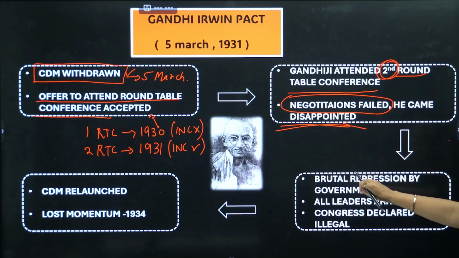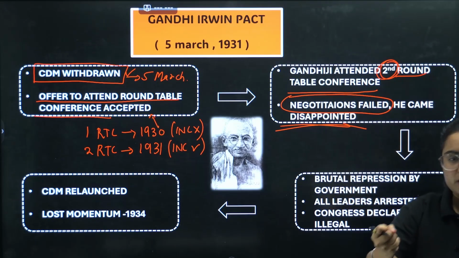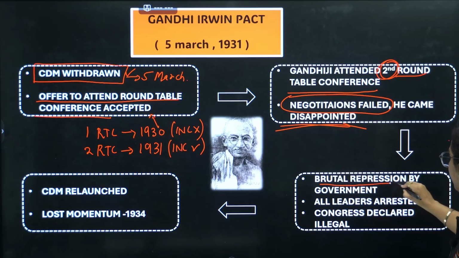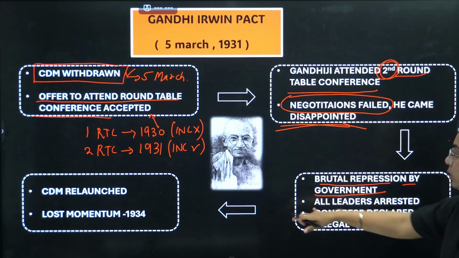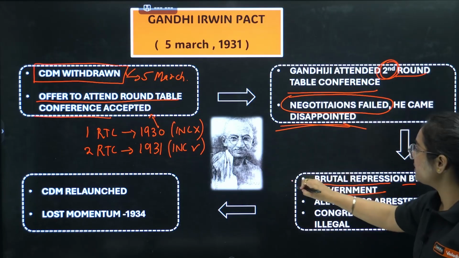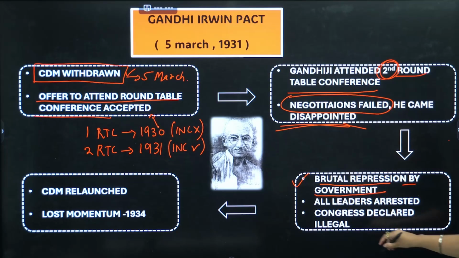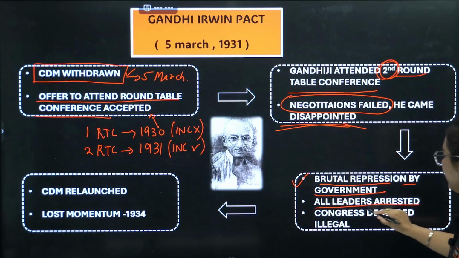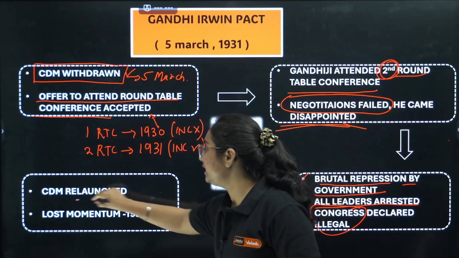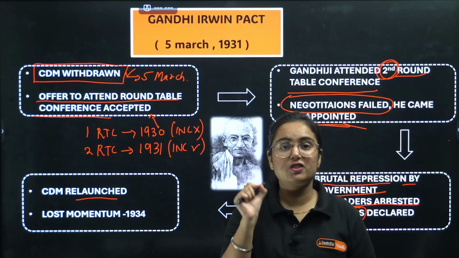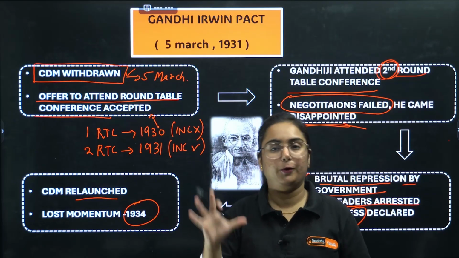When Gandhiji came back, what he thought was that there would be a good welcome by Britishers. However, there was brutal repression by the government this time because when he came back, he wanted to relaunch the CDM. The Britishers knew that he would come and relaunch it. They started brutal repression. All the leaders of Congress were arrested. Even the Congress was declared illegal. Still, Gandhiji relaunched this movement. However, it lost momentum and totally ended in the year 1934.